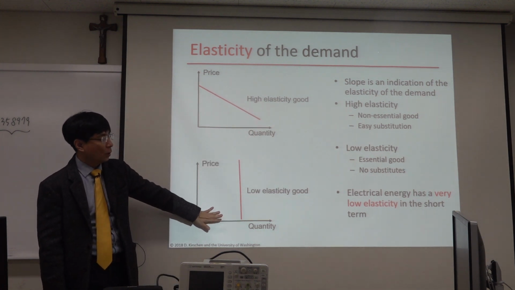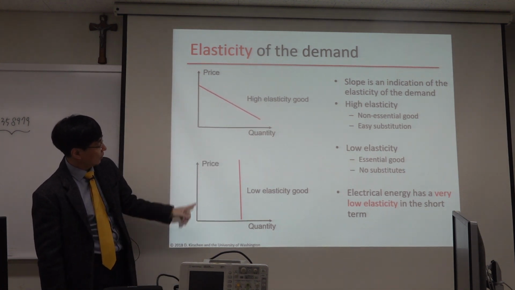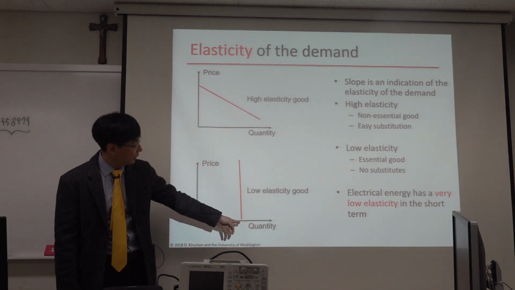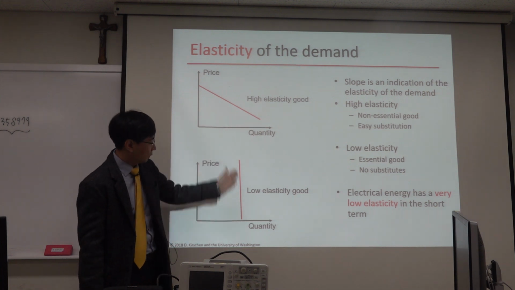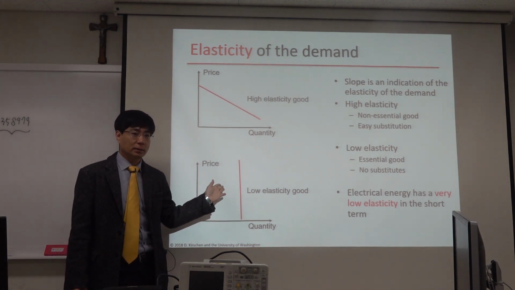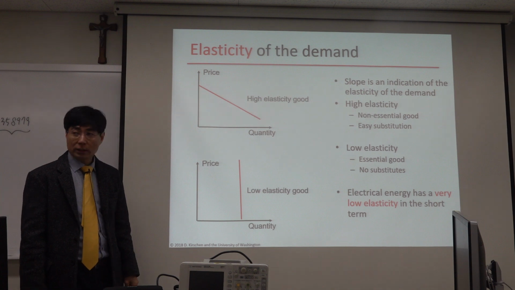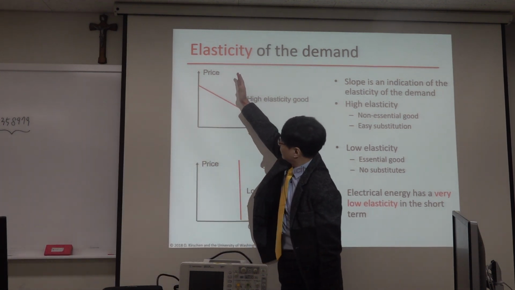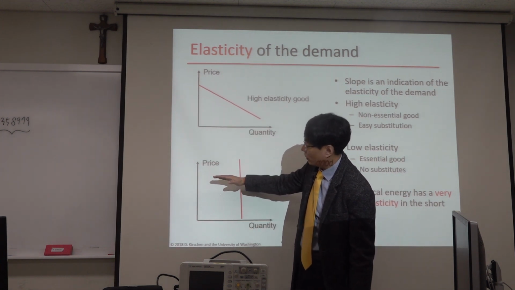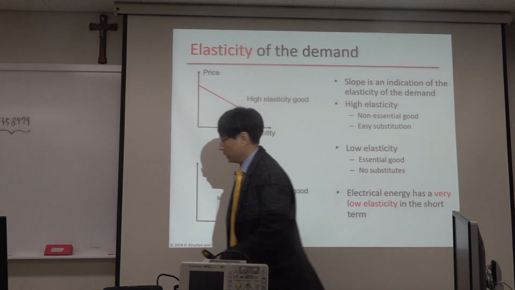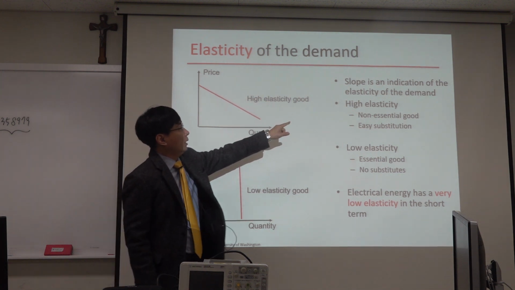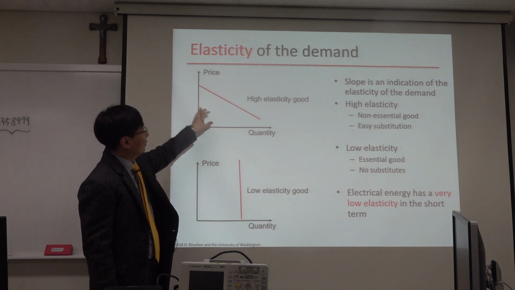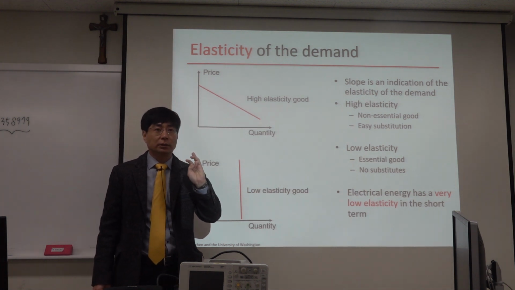This is the case of low elasticity. So think about that. The price changes, but the demand does not change at all. So in this case, if this is a vertical line, we have zero elasticity. Okay, so you may think this slope is high, that slope is low, but in this case, that's the opposite. So high elasticity means that good is not essential.